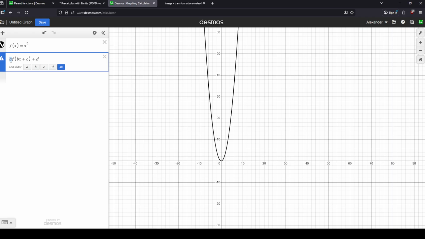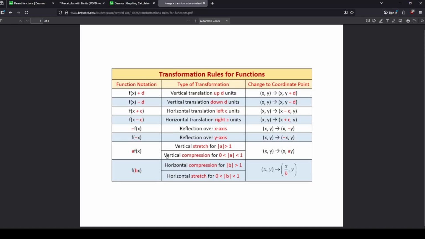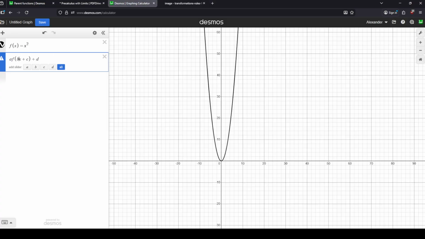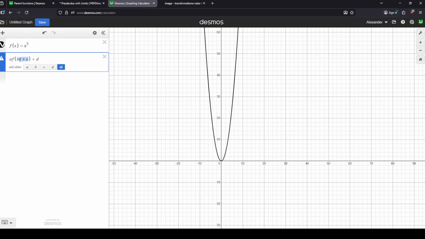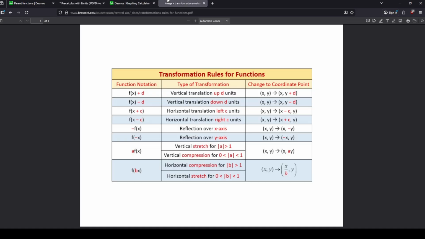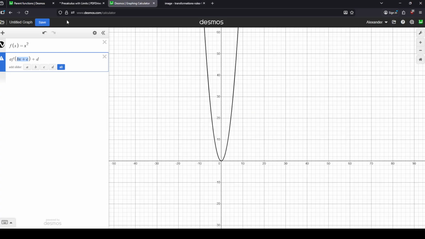What this a value is going to do is the same thing as over here, going to give you a vertical stretch. It's a times the function. The b value is going to give you a horizontal compression or stretch. And it's b times x, that's inside the argument of the function. This plus or minus c is also inside the argument of the function, so both of these are here. Plus d is outside of the function, just added at the end.